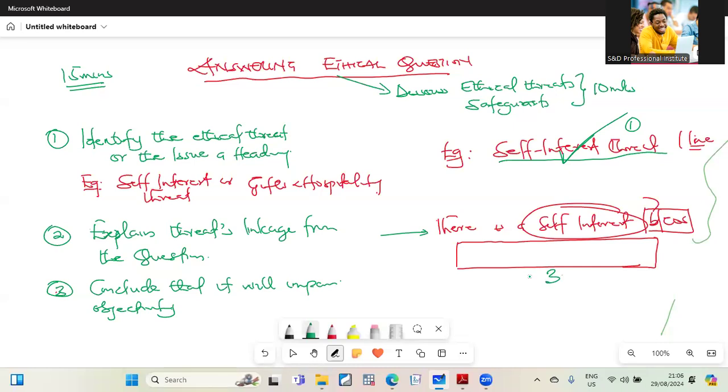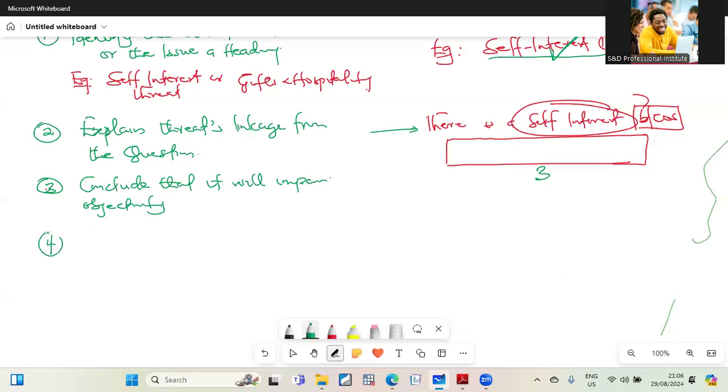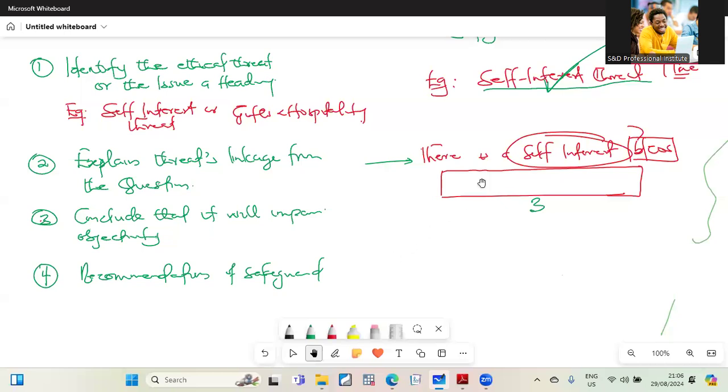And it is okay, because don't forget, apart from those 3 lines, you are going to add maybe an extra 2 lines, but those extra 2 lines are going to be your recommendation of safeguard. So let's say, for example, the issue was confidentiality. You say there is an ethical issue of confidentiality, so your heading can be confidentiality. There is an ethical issue of confidentiality because there is a potential issue of the person who was employed in the other company using the information that he had before in his job when dealing inside the other company.